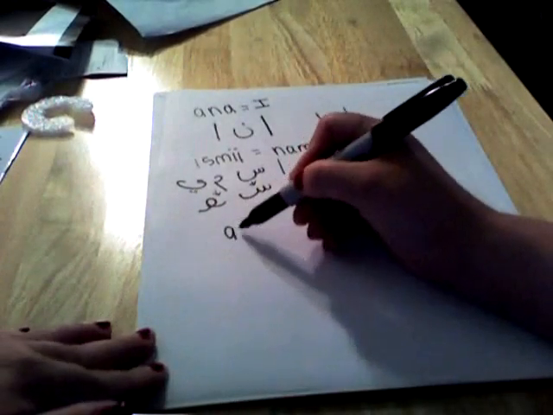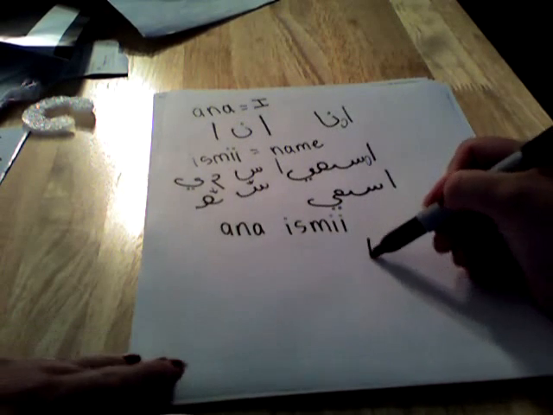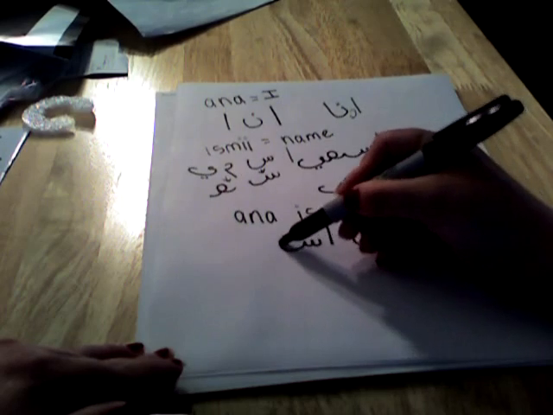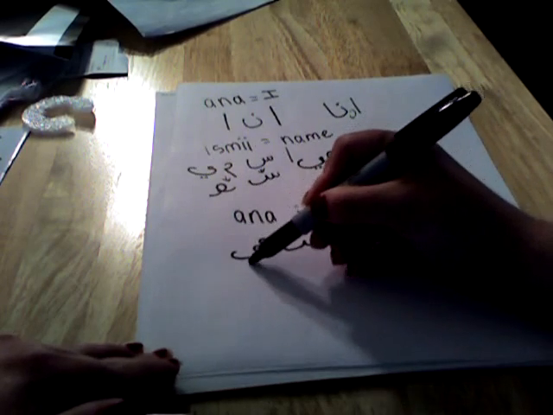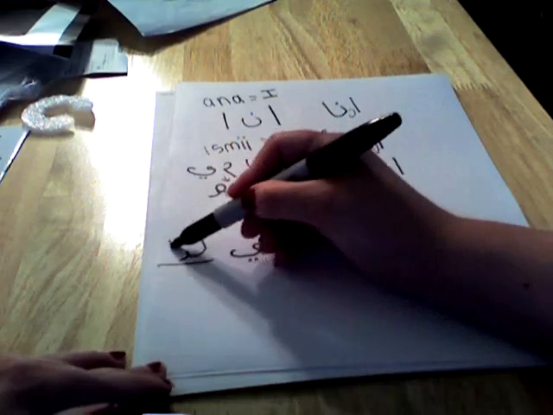So, if you wanted to write my name is, you would write Ana ismi. In English equivalent, it would be like that. In Arabic, we start with the Ana, and then we do our ismi. And then after that, you'd put whatever your name is. My name being Lori, L-R, which is Lem and then Ra.